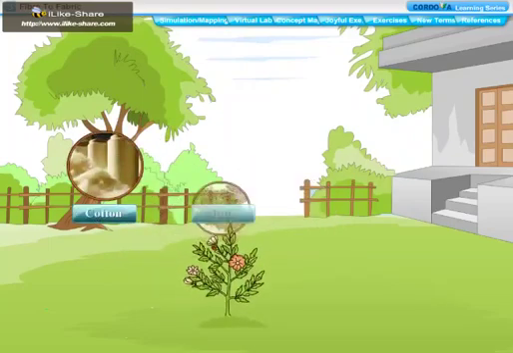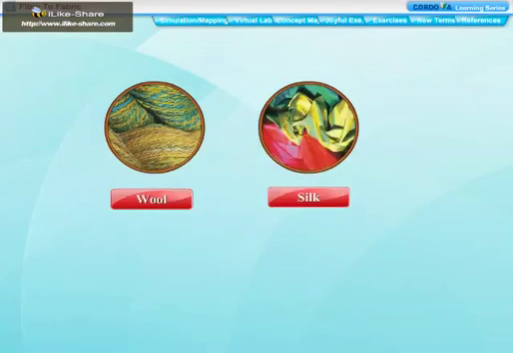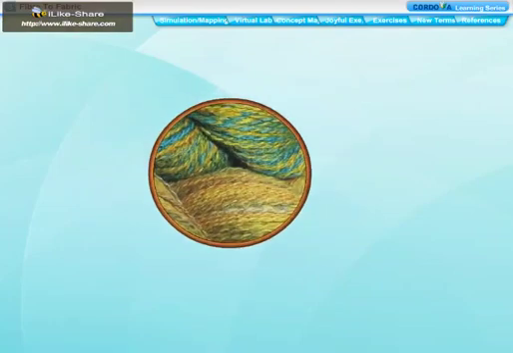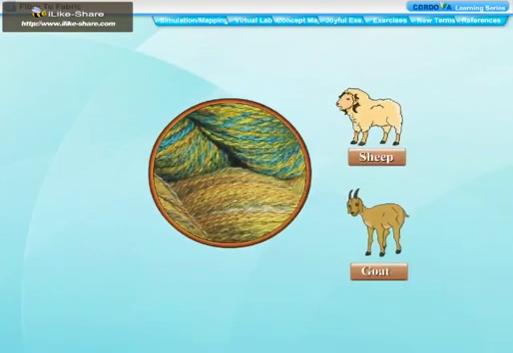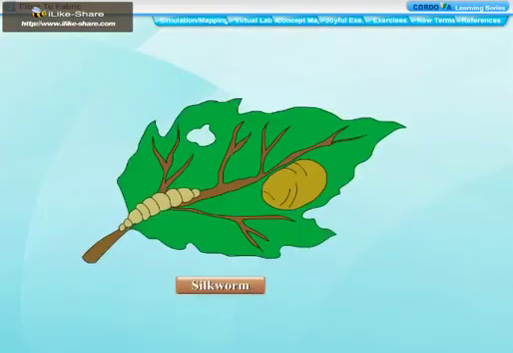Cotton, jute, and linen are some important natural fibers that are used to make fabric. These are examples of fibers obtained from plants. Wool and silk fibers are obtained from animals. Wool is obtained from the fleece of sheep or goat. It is also obtained from the hair of rabbits, yaks, and camels. Silk fiber is drawn from the cocoon of the silkworm.